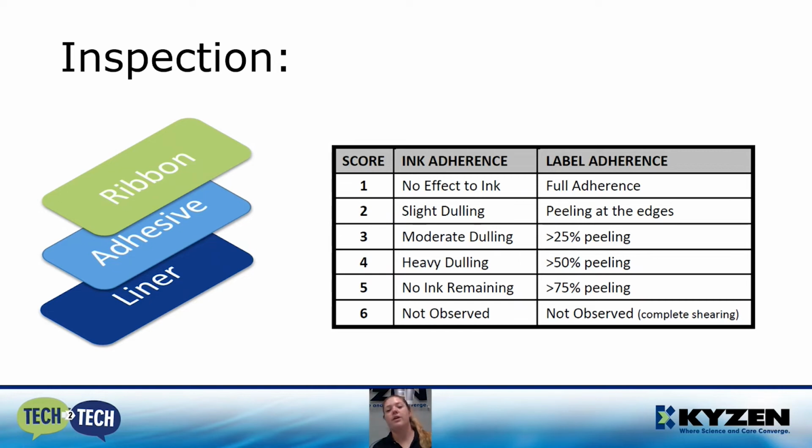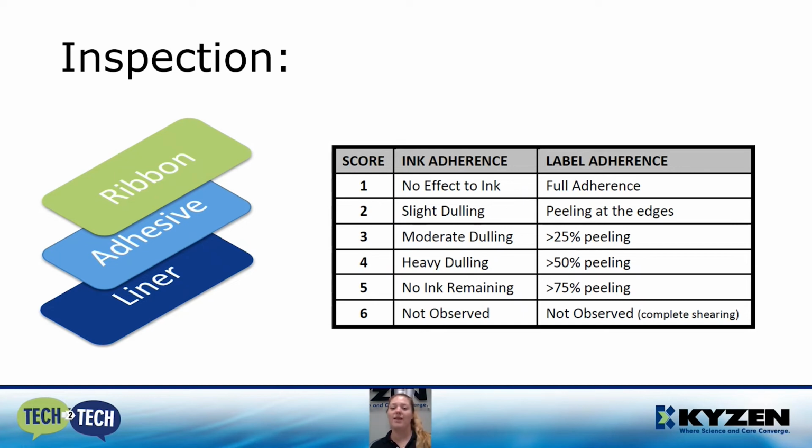So our score of 1 means that the label looks pristine, there's no peeling or flaking or any types of changes to the ink surface. And as we move, we have slight dulling or moderate dulling. Once we get to about a 4, it becomes very difficult to read the labels most of the time. So at that point, we would deem that combination is no longer a passing label.